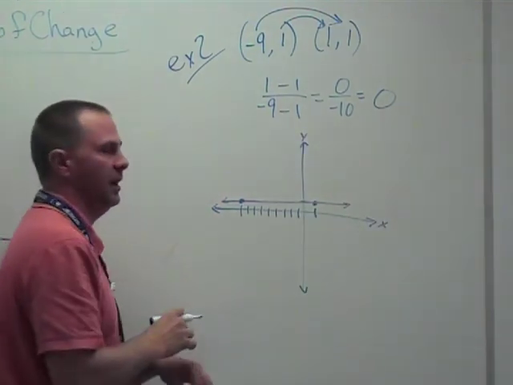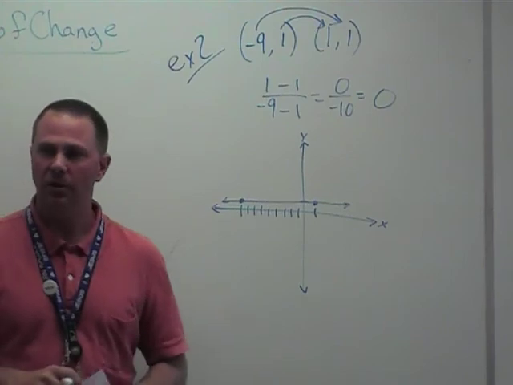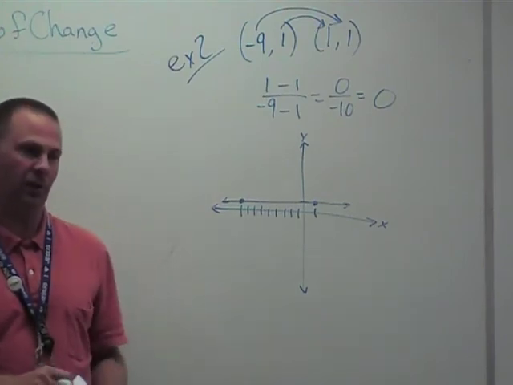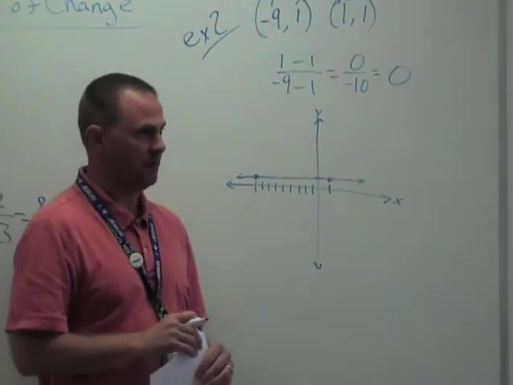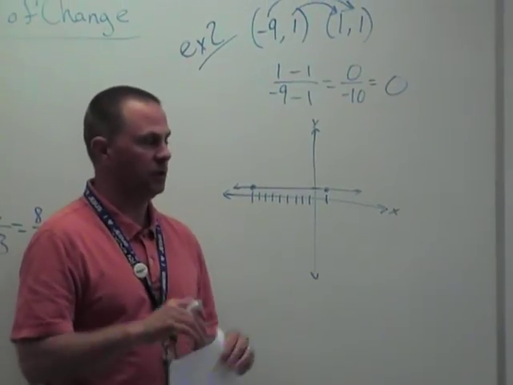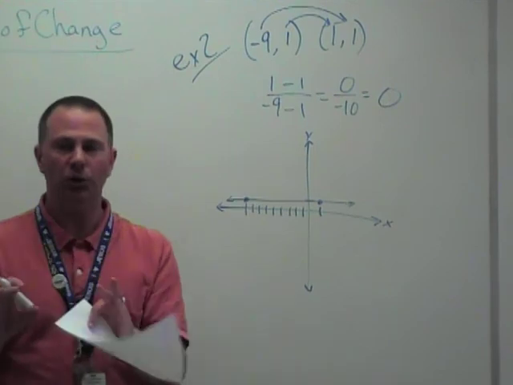It is a horizontal line. Horizontal lines are always 0. There's no slope to this floor. It's horizontal. Hopefully there's no slope on the floor. Okay? So don't tell me no slope.